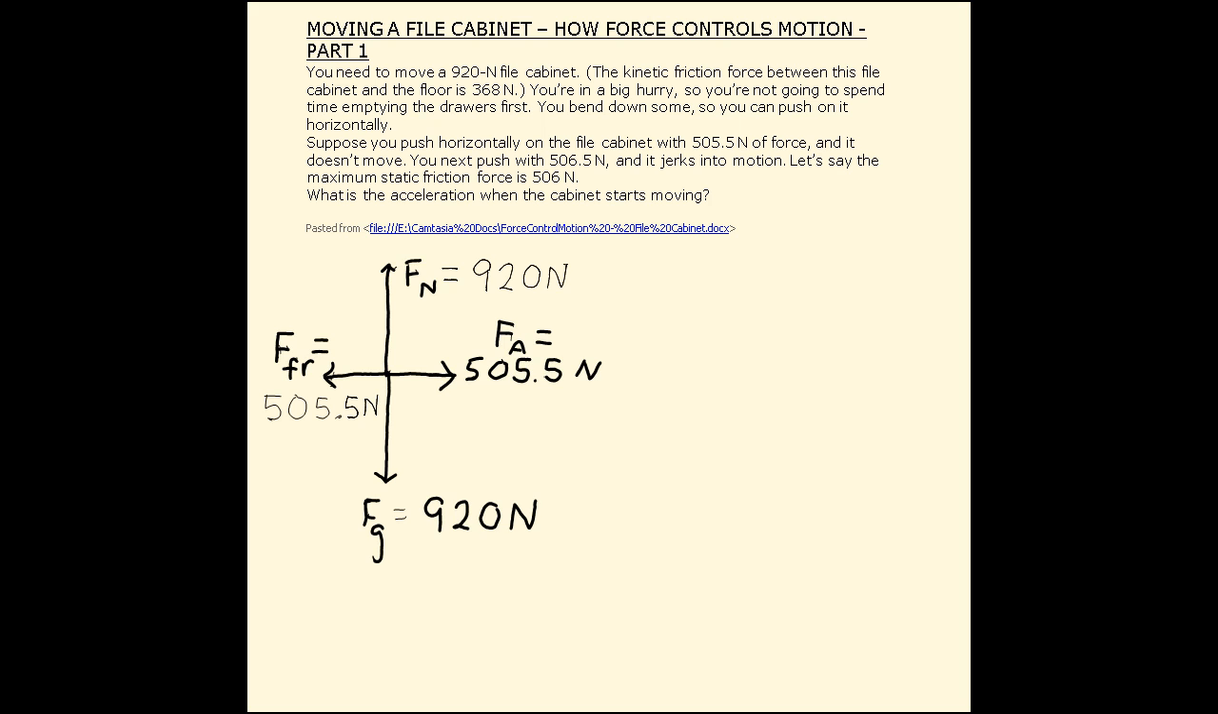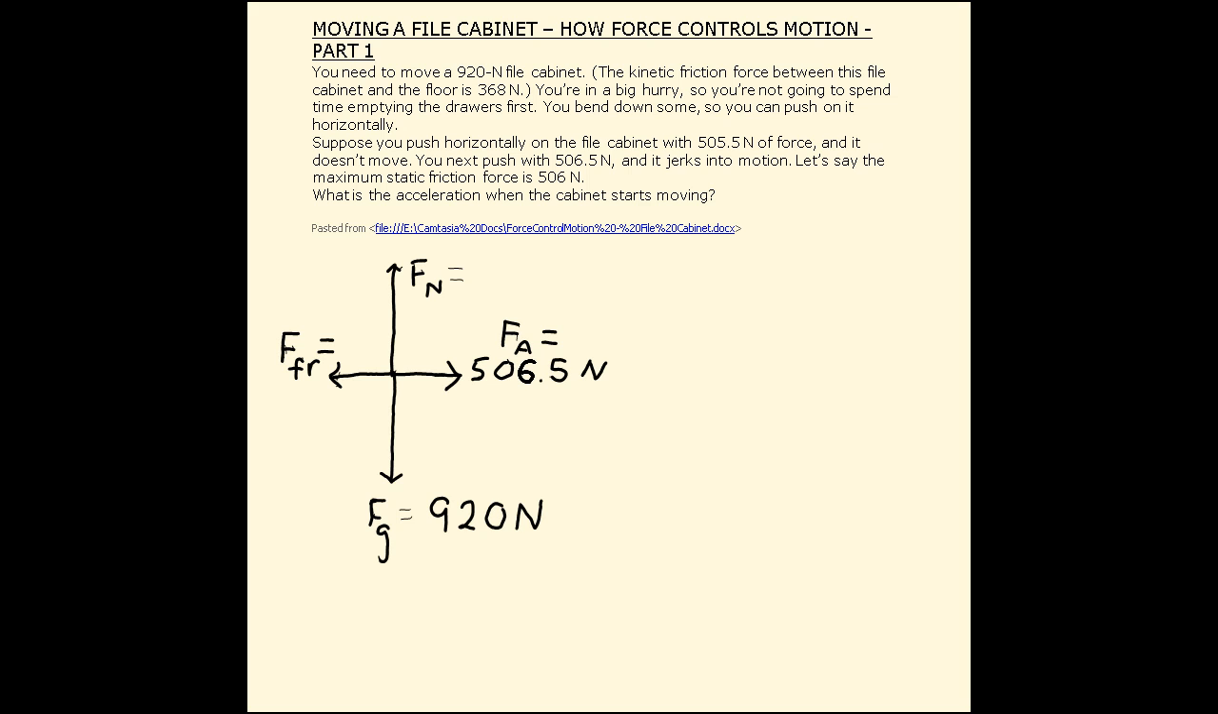So I need to revise my free body diagram. The cabinet still weighs the same amount, so we'll still have 920 newtons for the gravitational force. And because there are still going to be friction forces and applied forces and normal forces, I will leave those labels in place, but I'm going to erase the amounts of those forces to start a new free body diagram for when the cabinet starts moving.